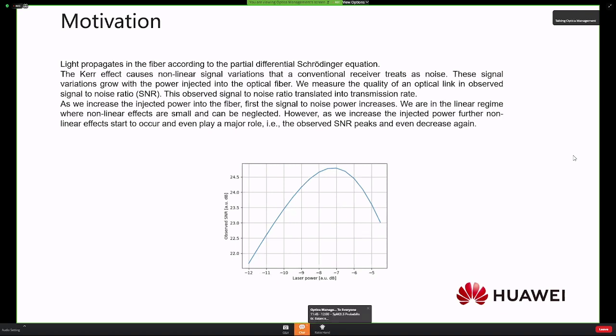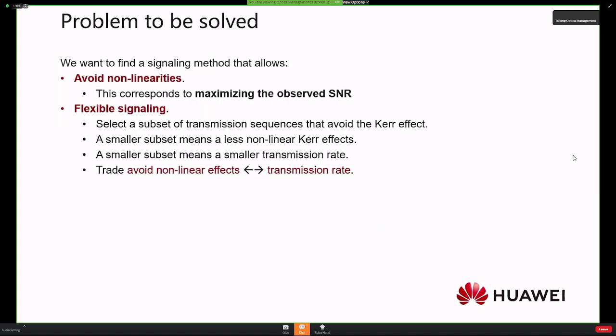We have Kerr non-linearities that affect our observed SNR. With an increase of laser power, our observed SNR goes up, and at some point the non-linearities kick in, and then the observed SNR peaks and goes down. So the motivation of what Yunus is doing, and what all of us are doing at the moment, is to bring this peak a bit higher.